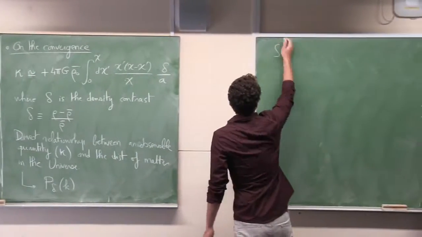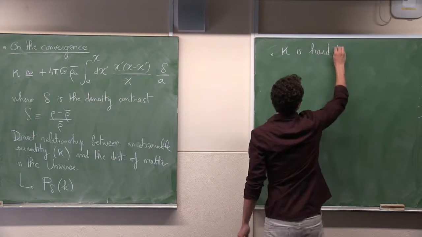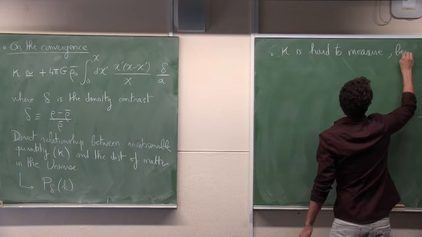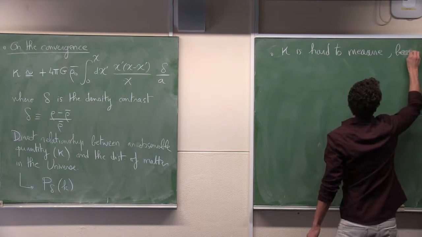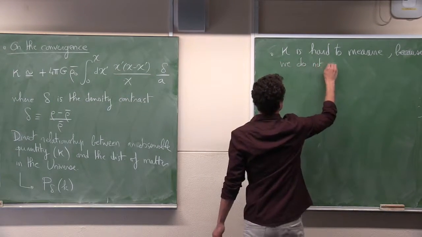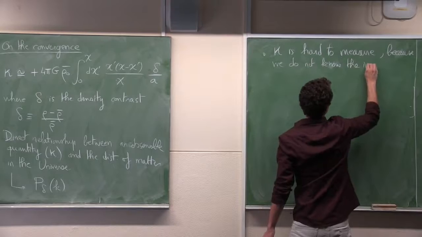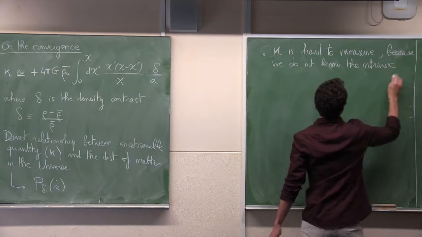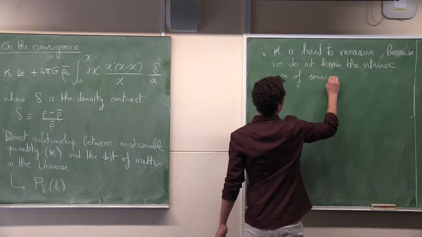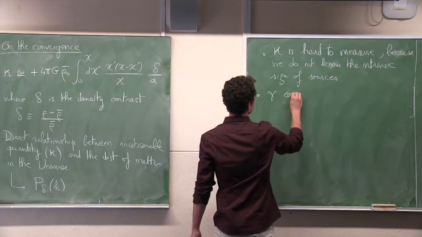So as I said, kappa is hard to measure because we do not know the intrinsic size of the objects, the sources. But gamma can be statistically measured.